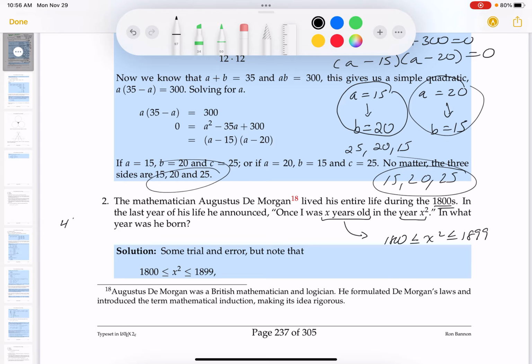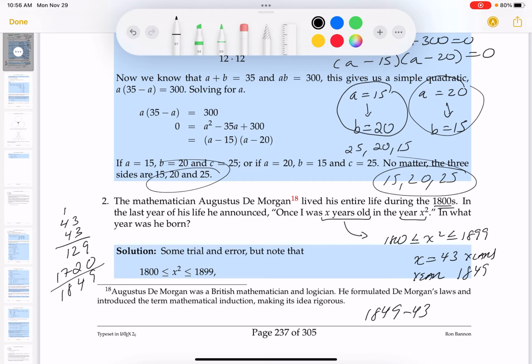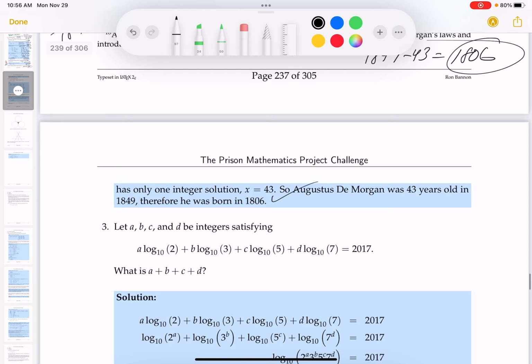So 43 times 43. 3 times 3 is 9. 3 times 4 is 12. 4 times 3 is 12. 16, 17, you get 1849. So X would be 43. So he's 43 years old. And what's the year going to be? The year would be 1849. Now, what's the question? In what year was he born? Well, it's going to be 1849 minus 43, which is 1806. Well, let's see how we did. Yep, 1806. Let me go to the next question.